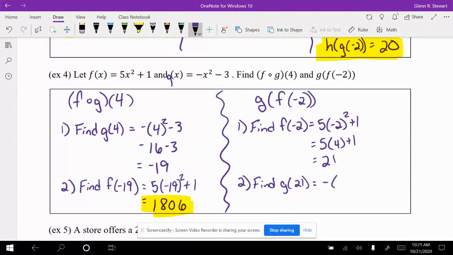In this case, negative parenthesis 21 squared minus 3. So 21 squared is 441. That's going to be a negative 441. Minus 3 is going to give me a negative 444 for my answer.